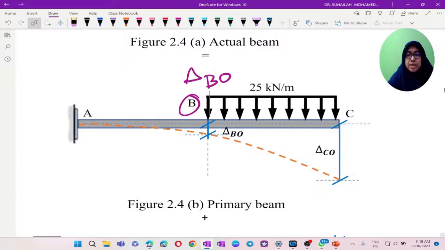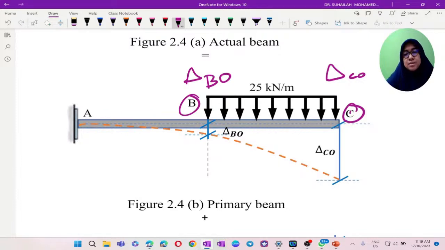Okay, continue. The second position is C. So deflection at C means delta at C for the primary beam. We will label it as delta C naught: deflection at position C for the primary beam.